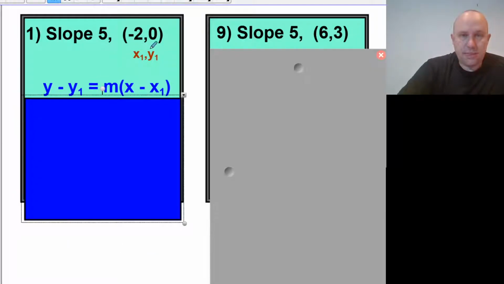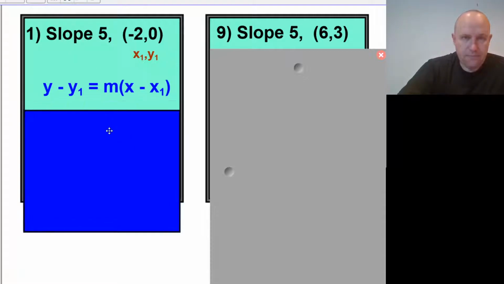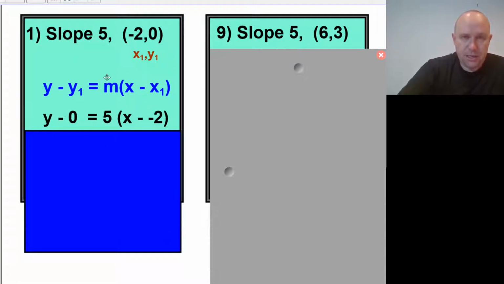So label our coordinates x1 and y1. Use that formula that we talked about, this point-slope formula, and then we just substitute numbers in as we're going along. So y1 is just the number above the y, so that's 0, the second coordinate. m refers to the slope, remember, so that's just 5. And then be careful here, it says subtract x1. So I put a subtract, but notice x1 is also negative. So I got two negatives here. So when I simplify this, the two negatives will become a positive.